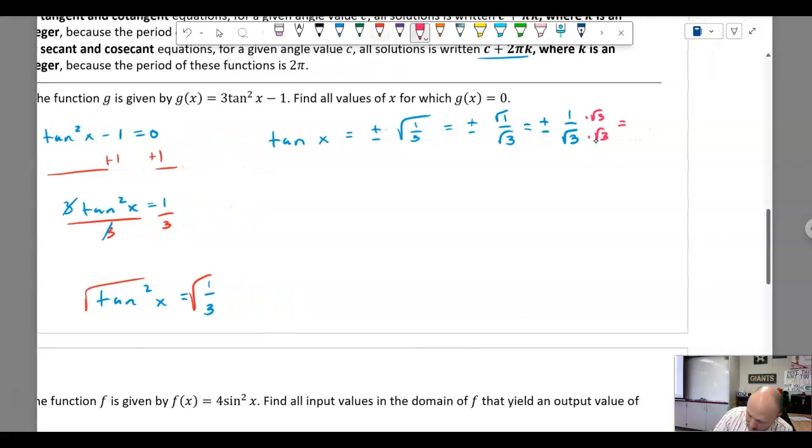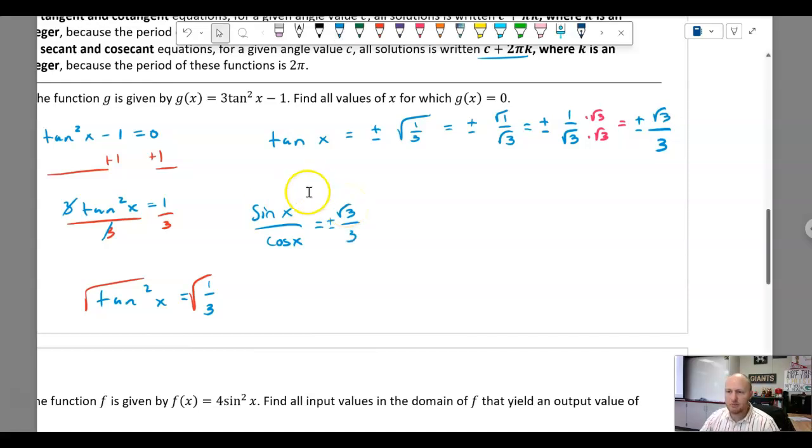And all of a sudden, I get the value plus or minus the square root of 3 divided by 3. And that should seem familiar. Those trig values should seem familiar. Now there's two ways to really go ahead and solve this. One way is to say, hey, I know that sine of x over cosine of x, that's tangent. So this is equal to the square root of 3 over 3.